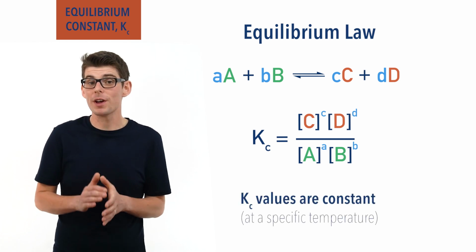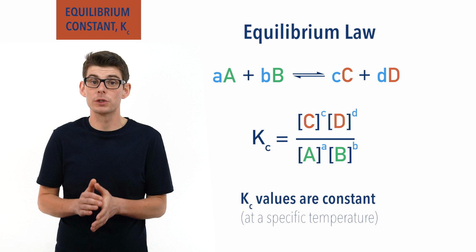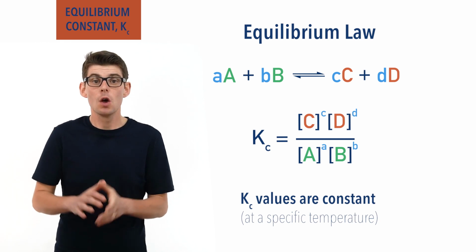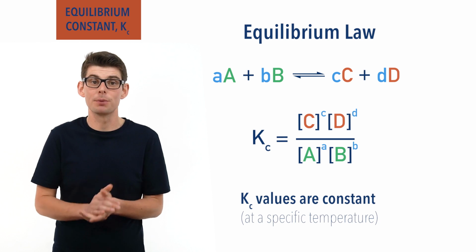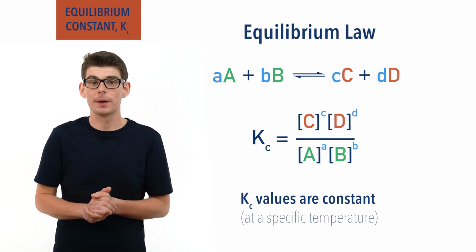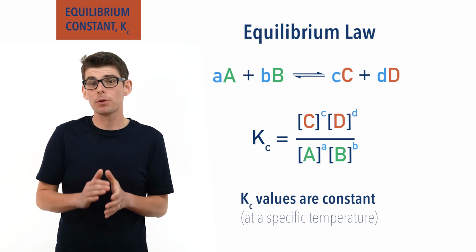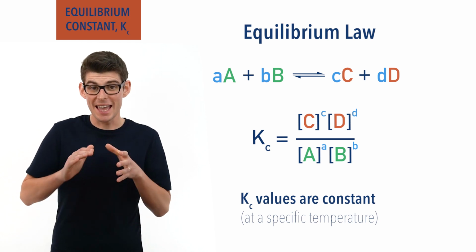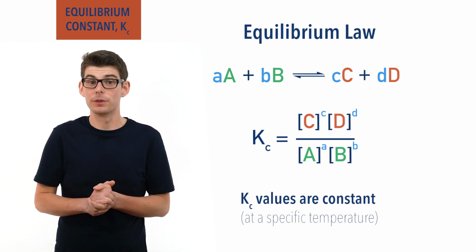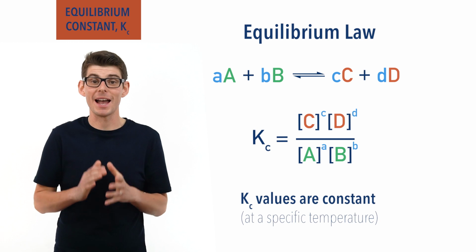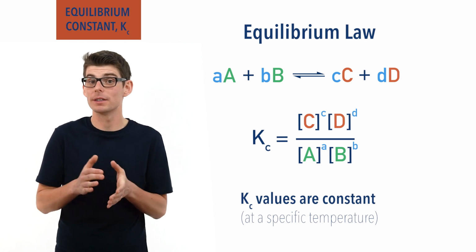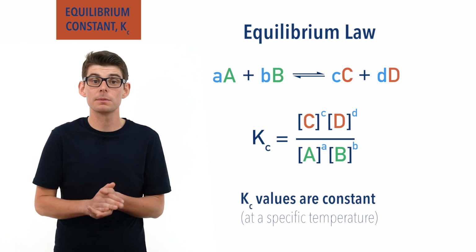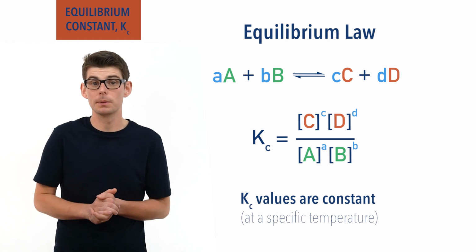Now, the value of Kc obtained for a particular reversible reaction at a specific temperature is constant. This means that the ratio of product concentrations to reactant concentrations will always be the same for that reaction at equilibrium at the same temperature. If the ratio of products to reactants in a mixture isn't the same as the Kc value for the reaction, the system hasn't reached equilibrium yet. This links into our understanding of equilibrium systems and Le Chatelier's principle.